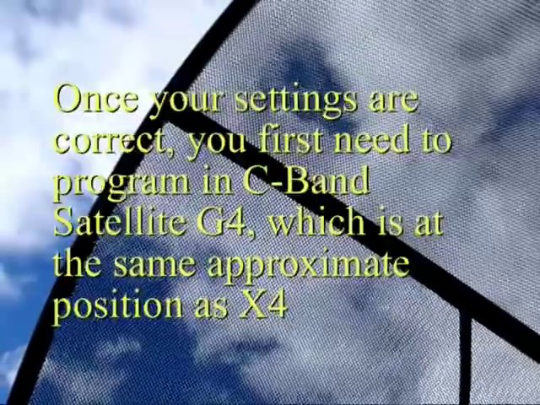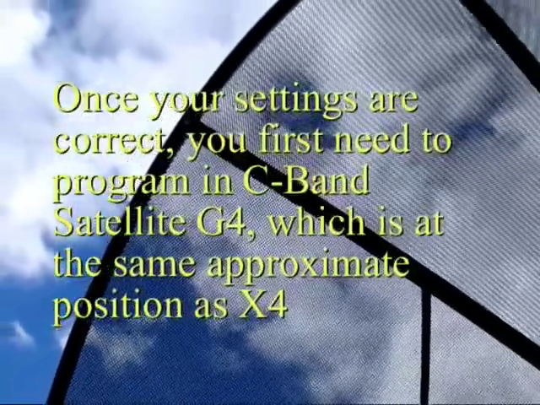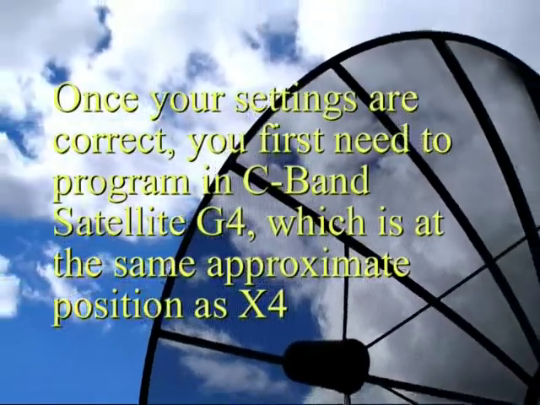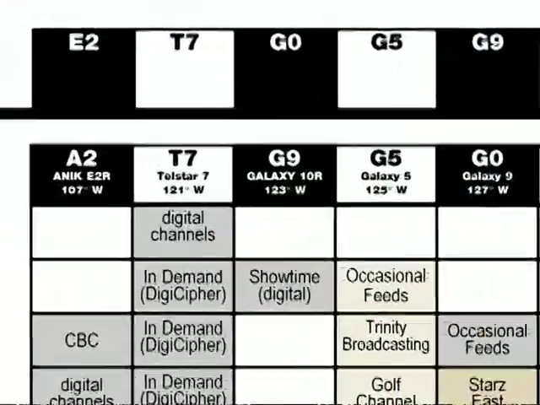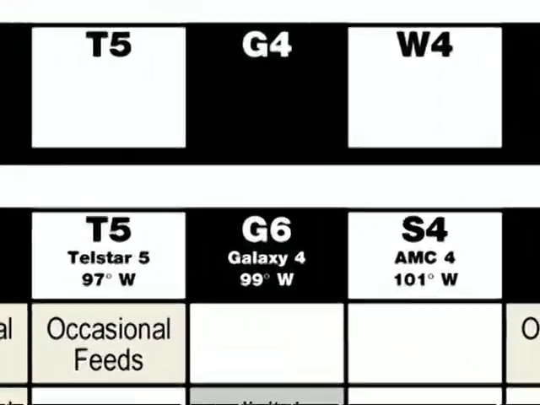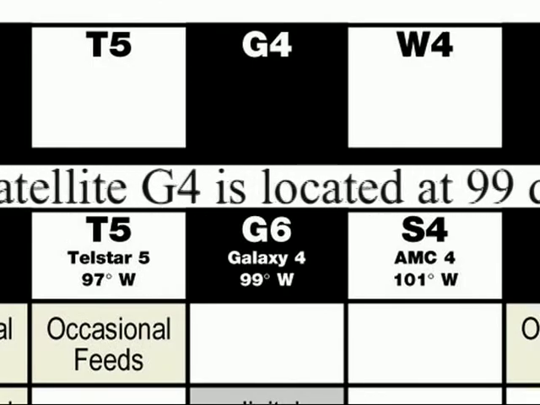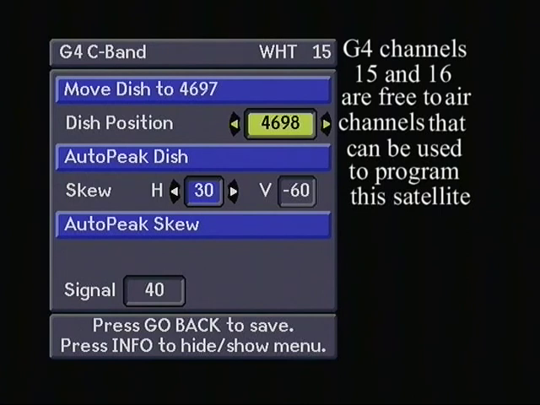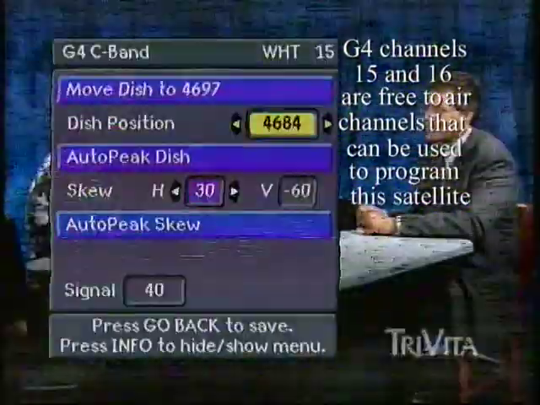Once your settings are correct, you first need to program C-band satellite G4, which is at the same approximate position as X4. Satellite G4 is located at 99 degrees west. G4 channels 15 and 16 are free-to-air channels, which can be used to program this satellite.